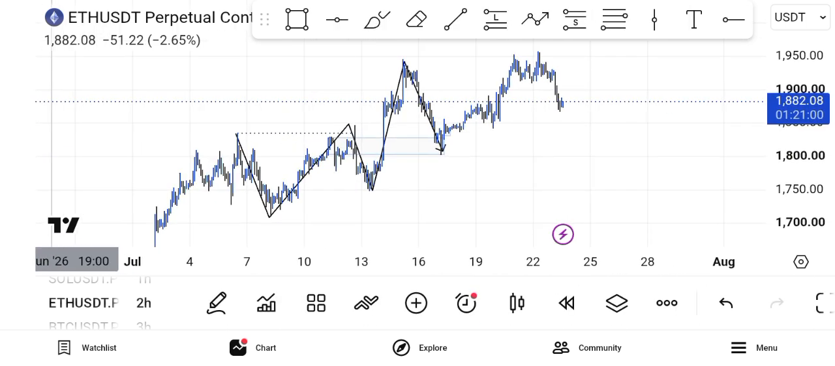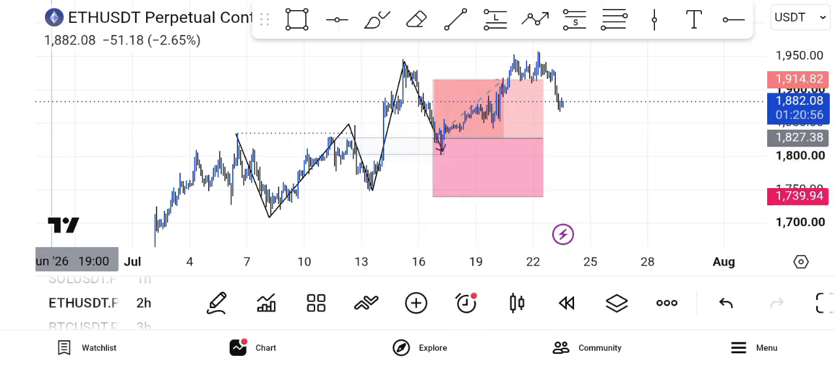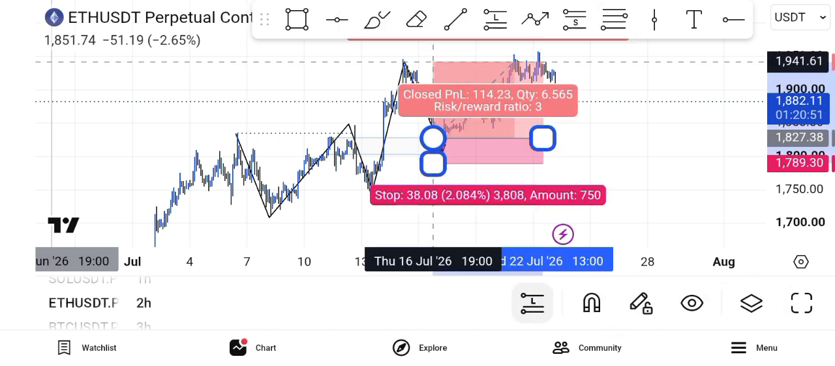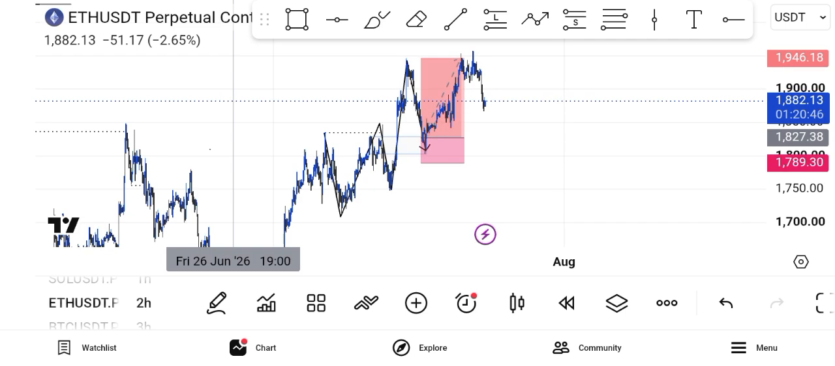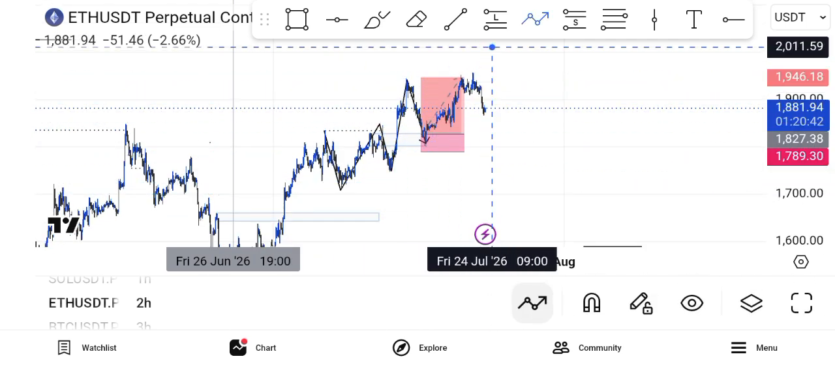And I also took this trade here. I was able to catch the trade from this breaker block zone and just target the high. So this is a clear example of taking your trade from the breaker block and moving forward.